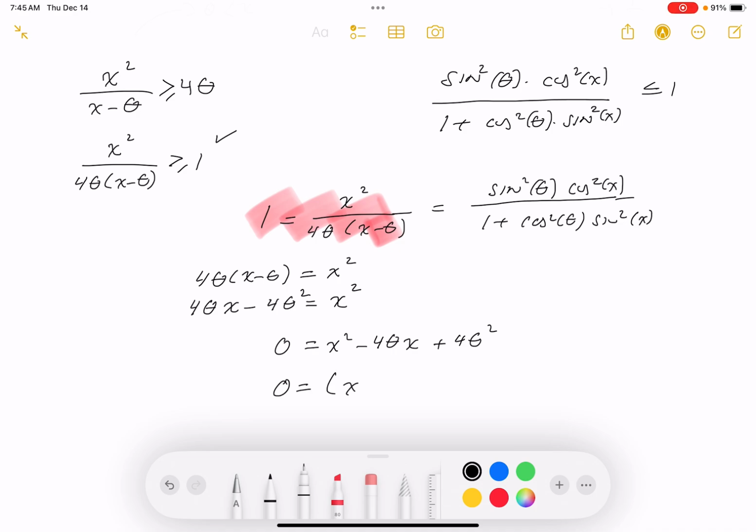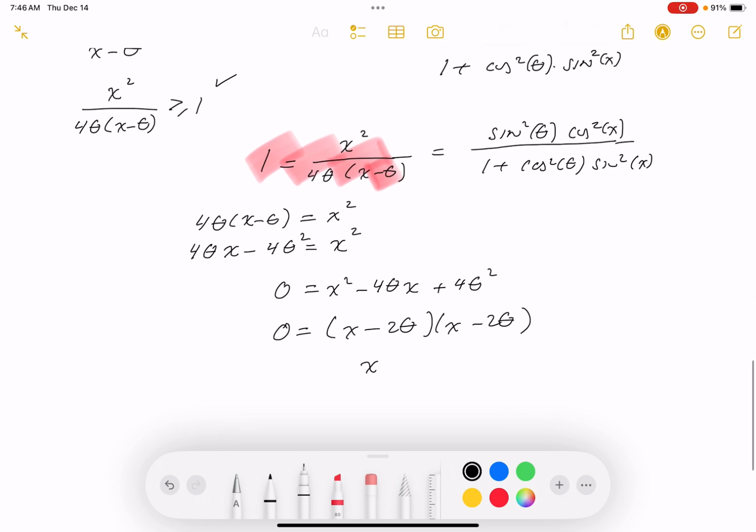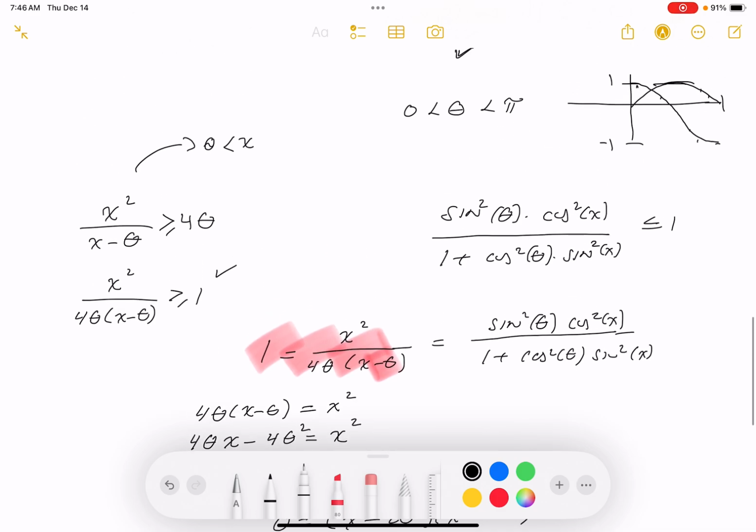Now, I'm hoping it's going to be easy to analyze, by the way. x and x. I'm going to say minus 2 theta, minus 2 theta. Let me just check to make sure it's true. x times x is x squared. Minus 2 theta minus 2 theta is minus 4 theta. Yes, so minus 4 theta x and plus 4 theta squared. So this will occur only when x is equal to 2 theta. And that seems to make sense to me.